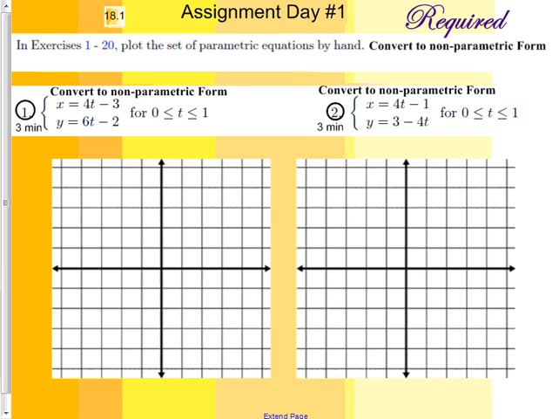Okay? So here we go. Convert to non-parametric form. What? I haven't showed you that yet, but it's going to be easy. What makes this parametric? The t. So basically, we got to get t out of here. So solve for t. Solve this one for t and tell me what you get. It's as simple as that. That's why it's one of the top 20s, is because sometimes these are complicated for kids, but solve for t.